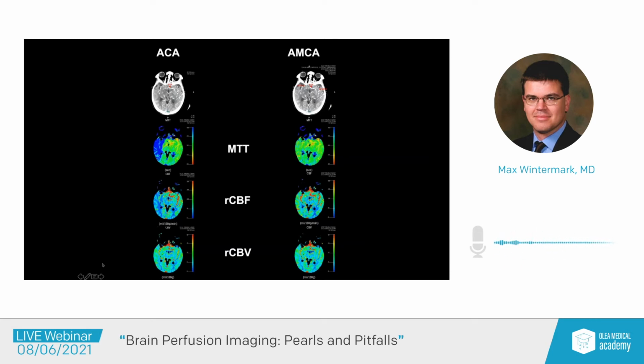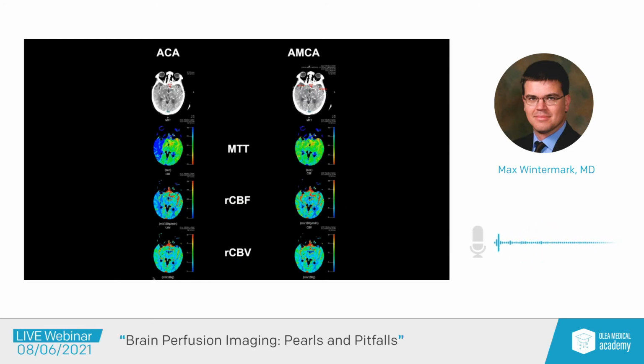And the CBF is going to be affected because the CBF is calculated as the CBV divided by the MTT. So if the MTT is elevated, the CBF is going to go down. And again, this tells you something about the patient. This tells you that there is some delay in the right MCA territory.